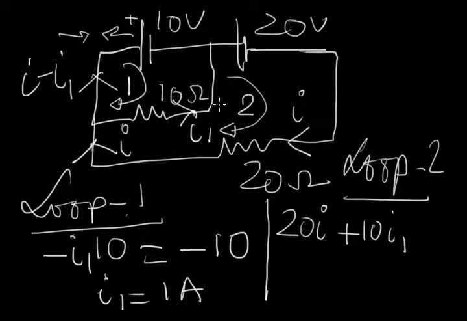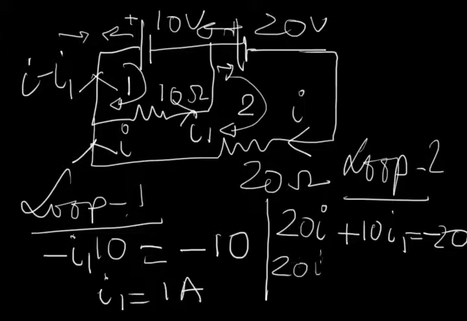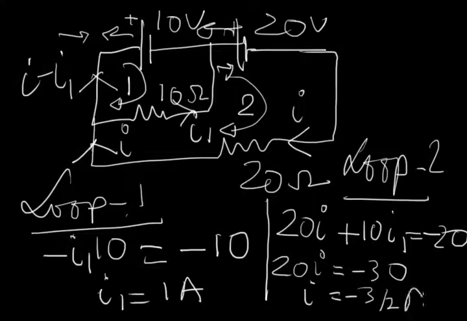Now let's see what the EMF is doing. I am moving in this direction and the actual battery is sending the current in the opposite direction. So students, it's minus, and it's minus 20. So now I1 is 1, so that becomes 20I equal to minus 30, and I comes to be minus 3 by 2 ampere. Now I hope you understand this negative sign.